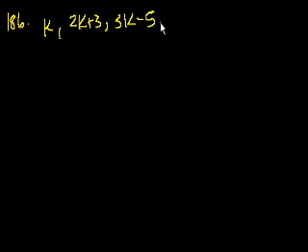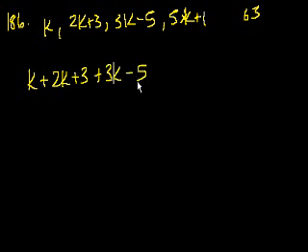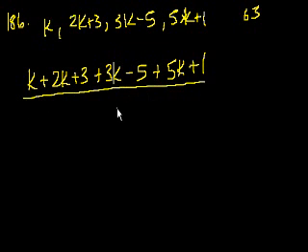186. If the average of the four numbers k, 2k plus 3, 3k minus 5, and 5k plus 1 is 63, what is the value of k? So let's just average the numbers. k plus 2k plus 3 plus 3k minus 5 plus 5k plus 1. And that was four numbers, so I'm going to divide by 4. And that is equal to 63.